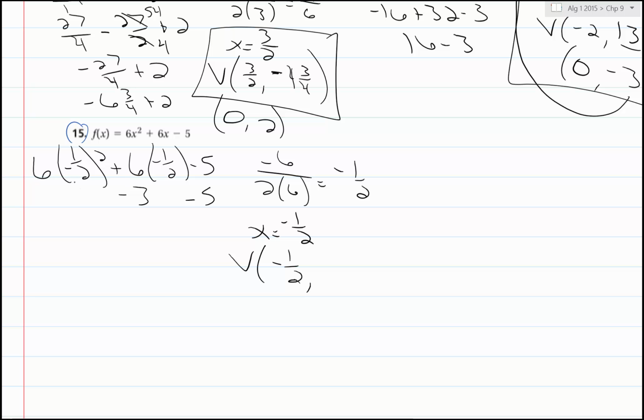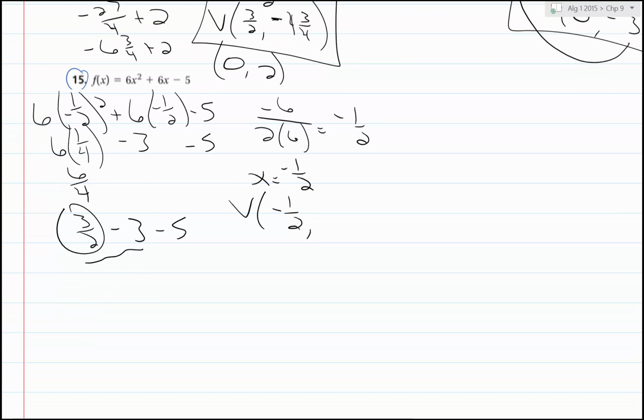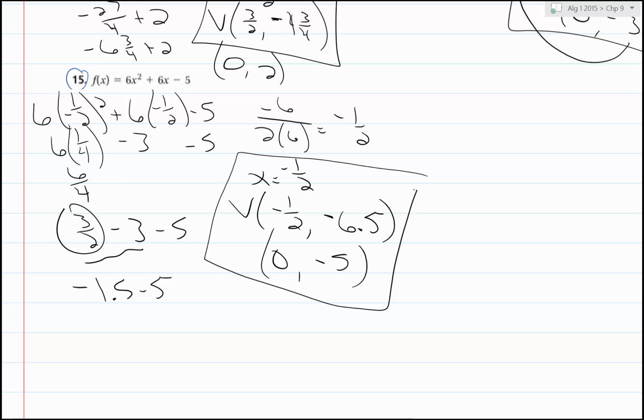That means this is going to become 1/4 of 6. Okay, so that's 6 fourths, or 3 halves minus 3 minus 5. These are half of each other, right? This is actually a 1.5, so I'm going to have negative 1.5 minus 5 to give me negative 6.5. We're going to use that along with 0 paired with negative 5. So this is all the information we need to be able to graph it. And that's what we're working towards today.